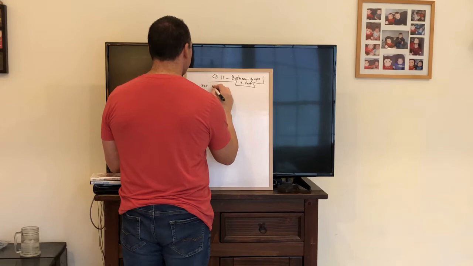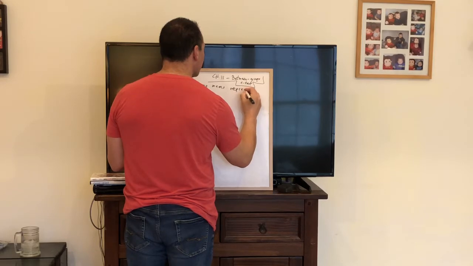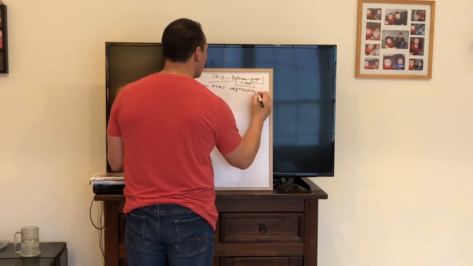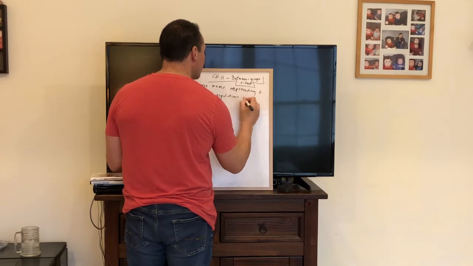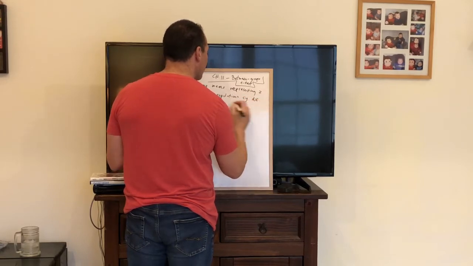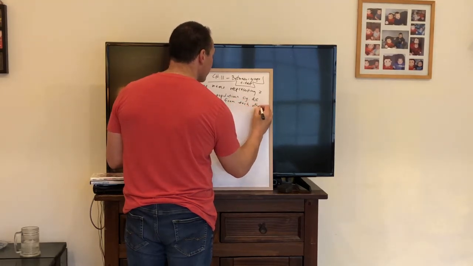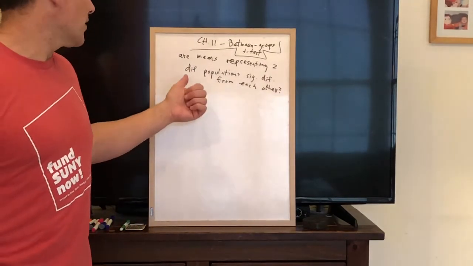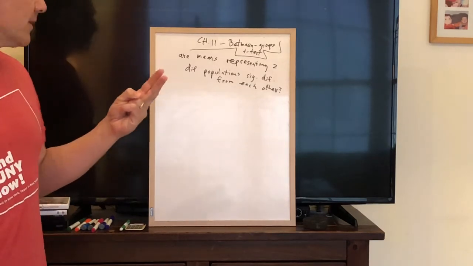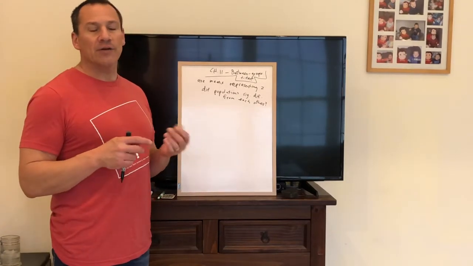So our means representing two different populations significantly different from each other. This is the basic question of the between group T-test. Are means representing two different populations significantly different from each other? This is a very standard kind of question.